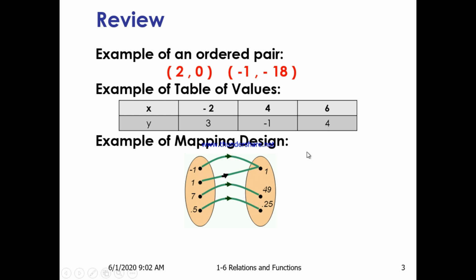Another representation for table of values is, as I've said, mapping design. So this map consists of the independent variable and the dependent variable. The first mapping here, we have -1 is paired to +1, +1 is paired to +1, +7 is paired to +49, and +0.5 is paired to +0.25. So these are just some of the examples on how to represent a relation.